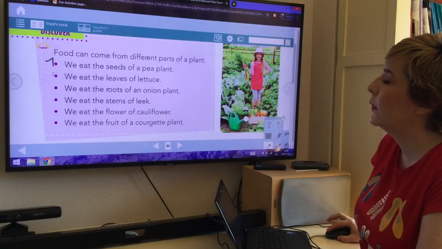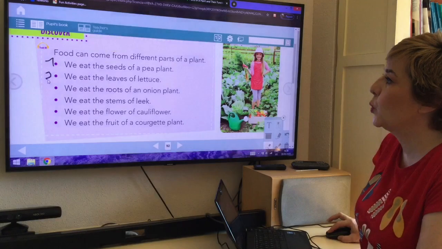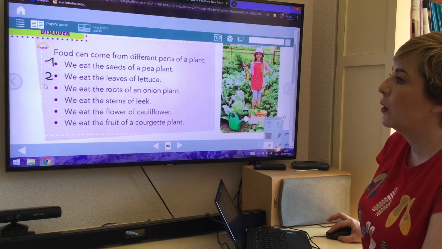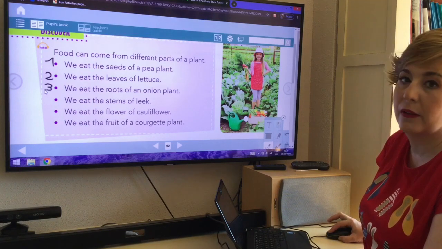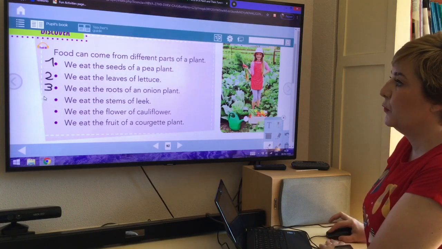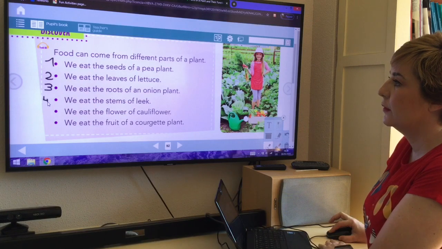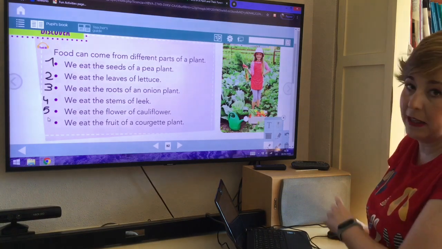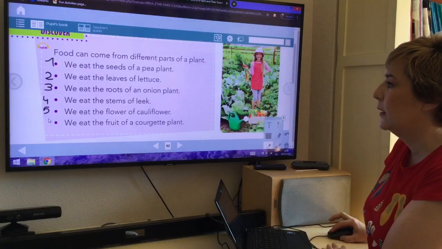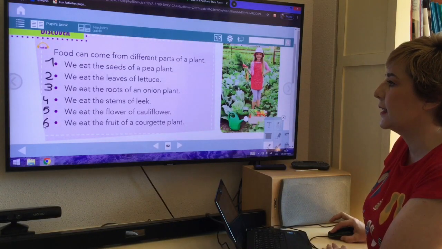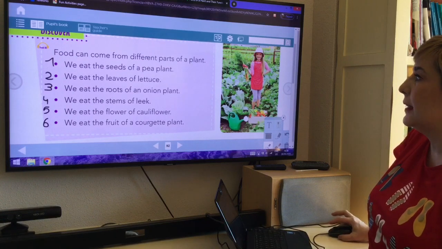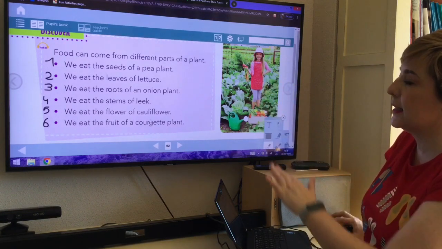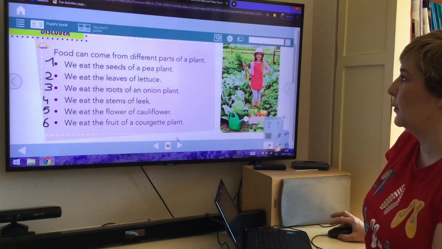One, two, three, 4, 5. Be careful with the 5. Don't put it the other way around. And 6. So we have 6 things that we are going to read, okay?